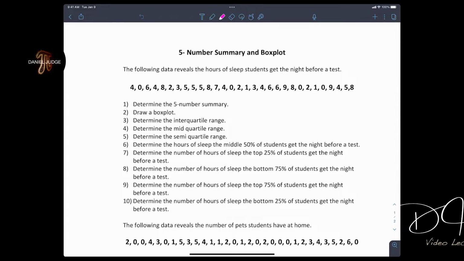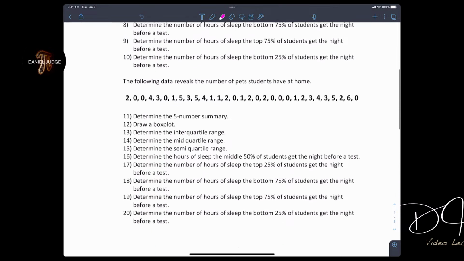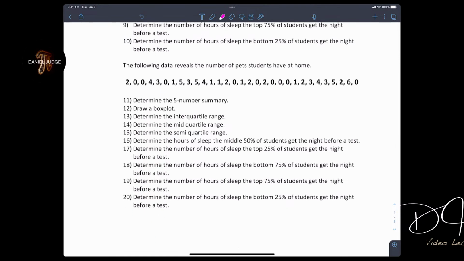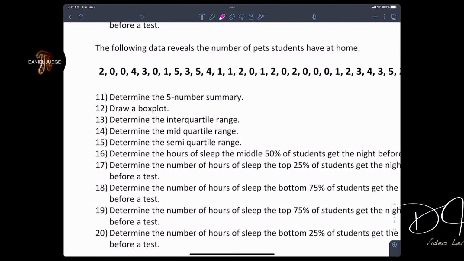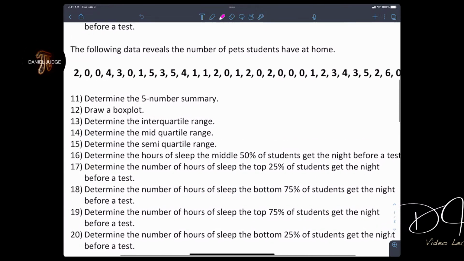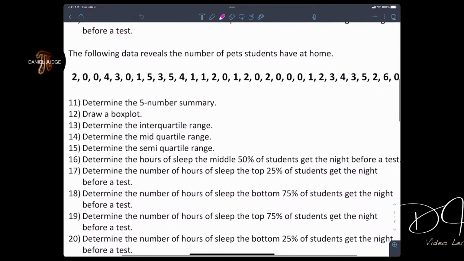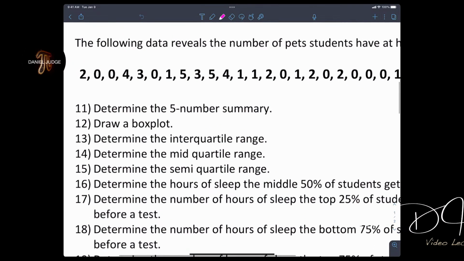Okay, it looks like we're going to do the 5-number summary and box plot for part 2 of this demonstration, our homework here. That's really looking at this data, which reveals the number of pets students have at home. We're going to enter this data in the TI calculator. So it's really a TI demonstration, so pay attention to the procedure. And I'm going to enter all these data values.